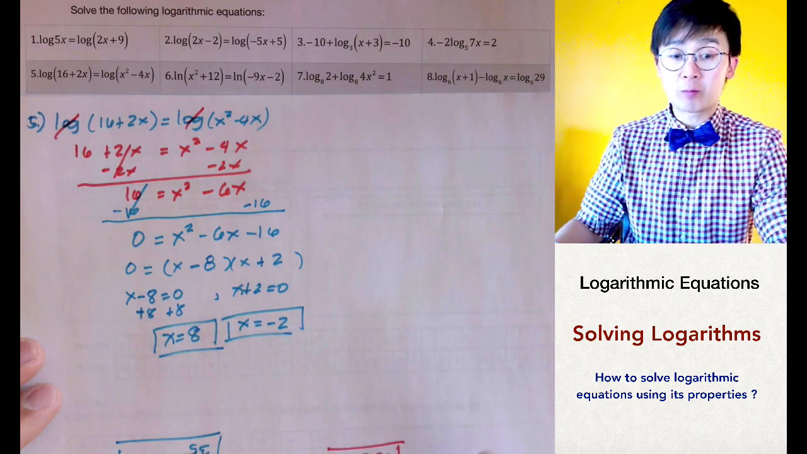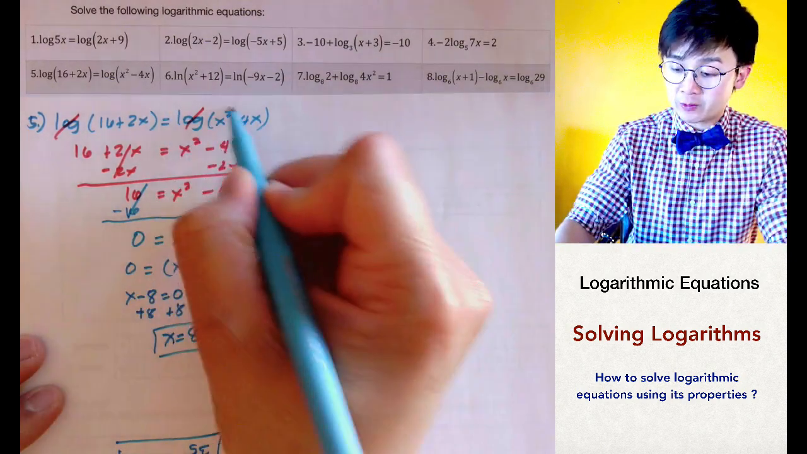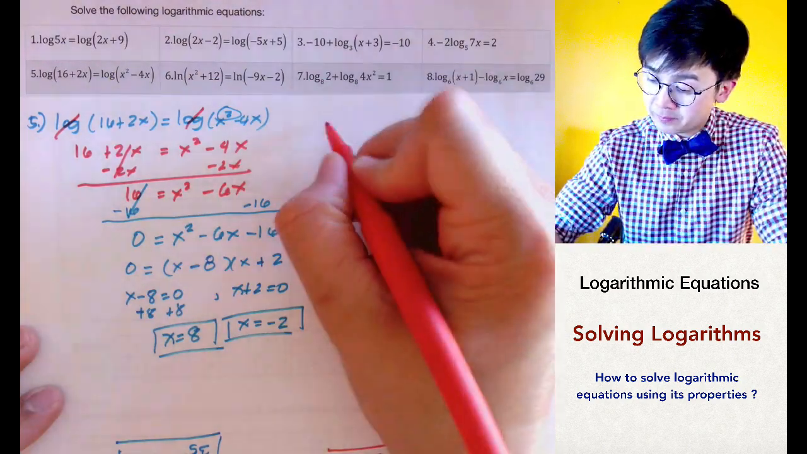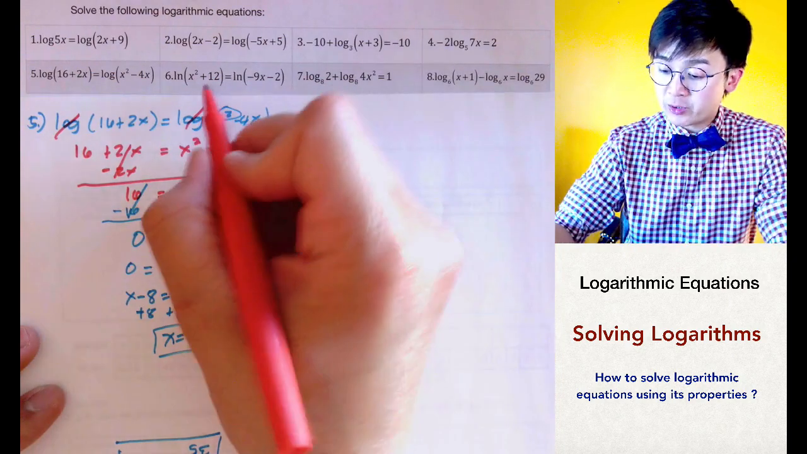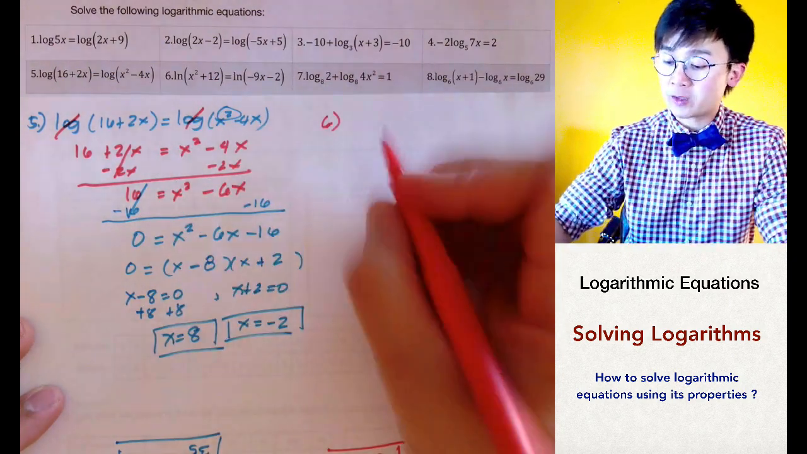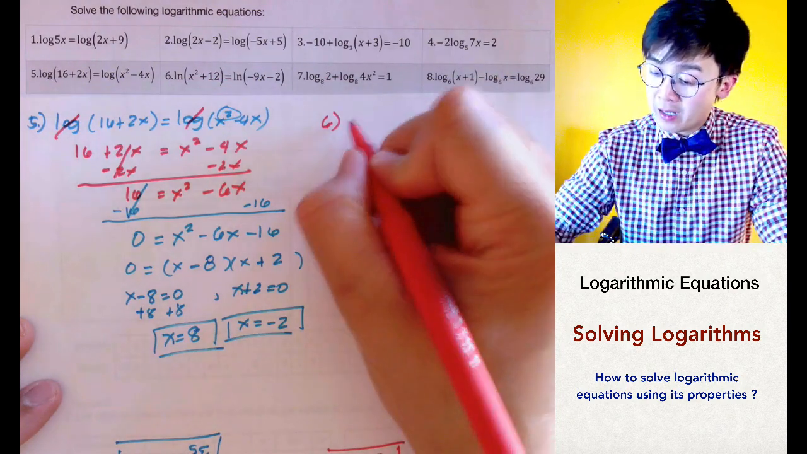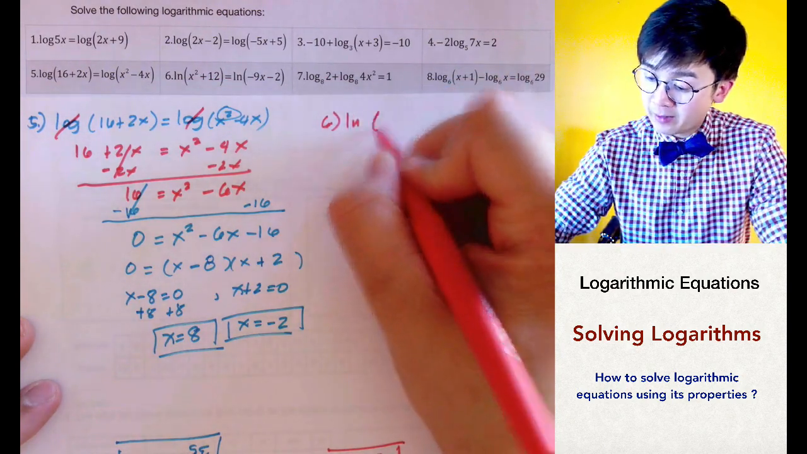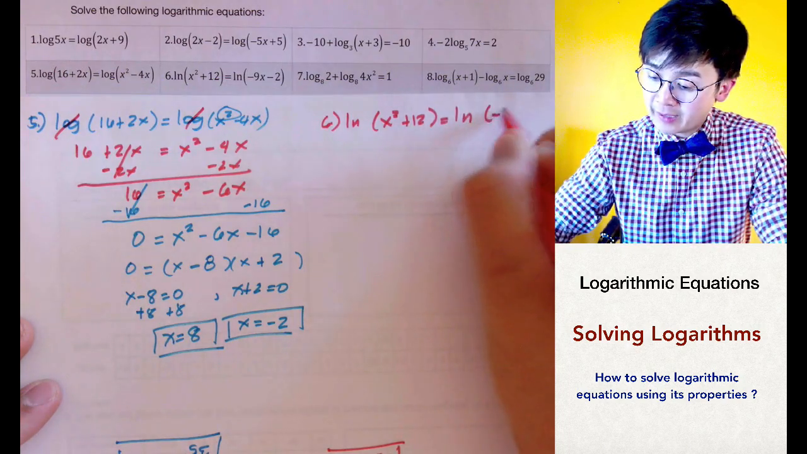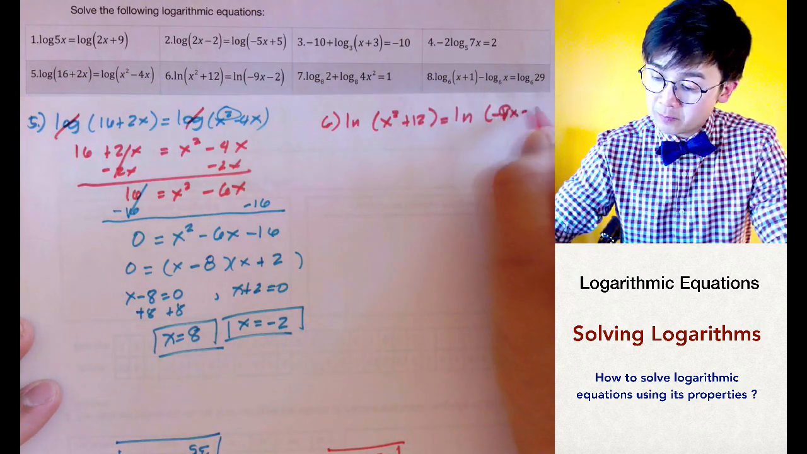So ito yung solution ng problem number 5 kasi meron tayong quadratic equation. So sa number 6, mapapansin nyo na meron ulit tayong x squared. So quadratic equation ulit yung magkakaroon tayong equation sa number 6. So ln of x squared plus 12 equals ln of negative 9x minus 2.